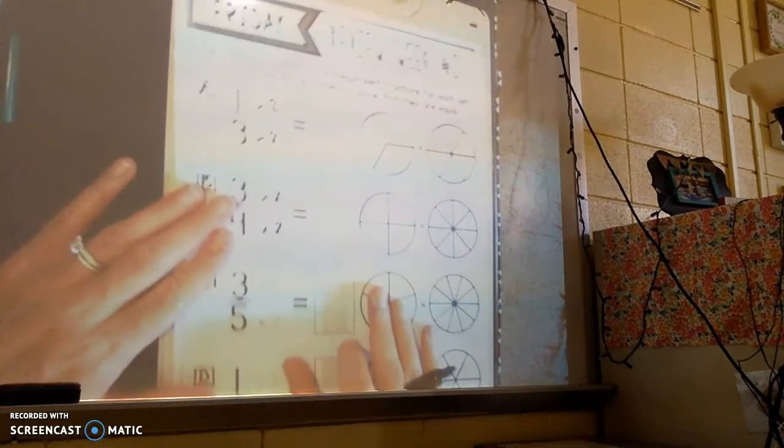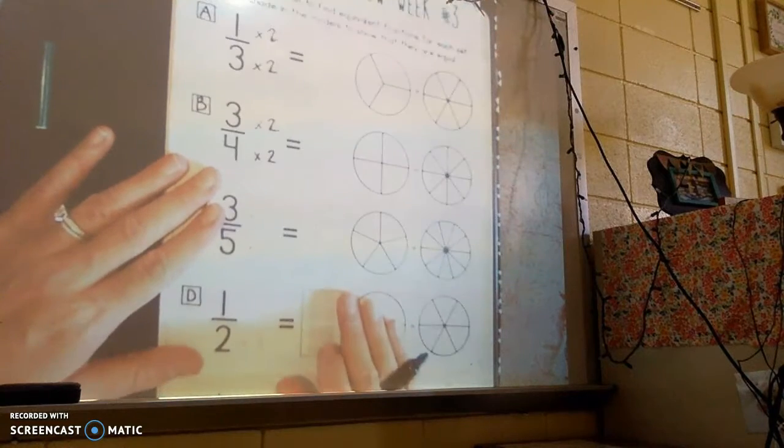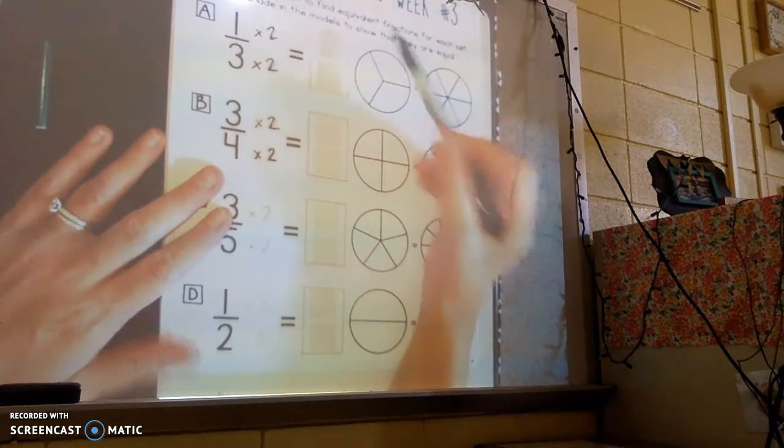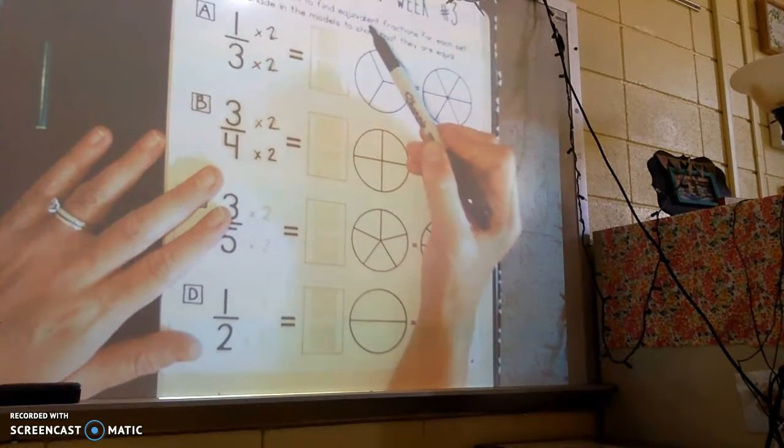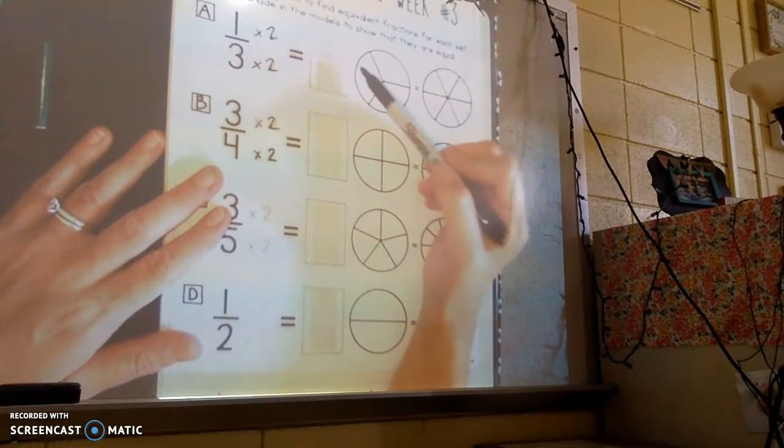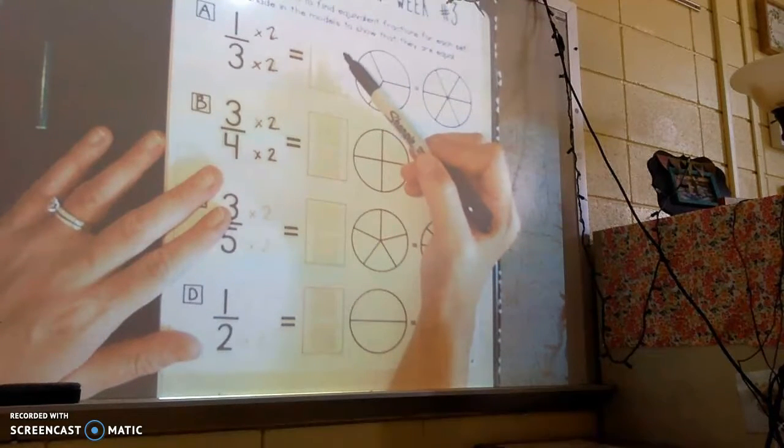We're going to talk about equivalent fractions today. Use the information to find the equivalent fraction for each set. Then shade the models showing that they are equal.